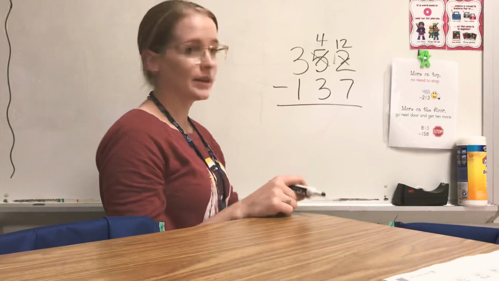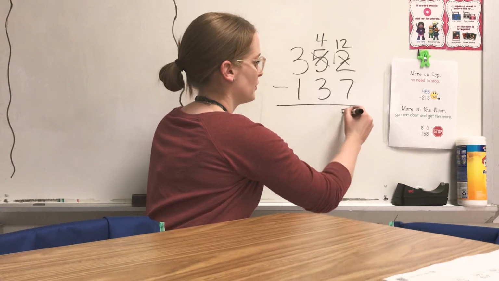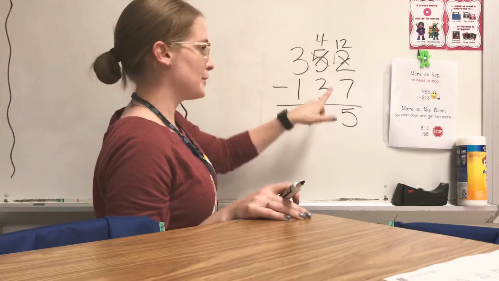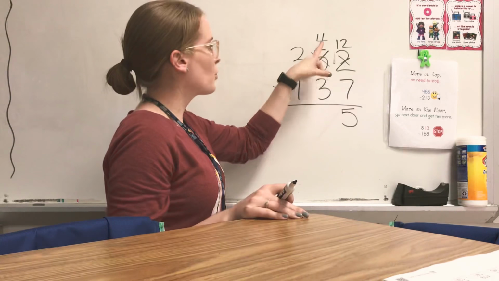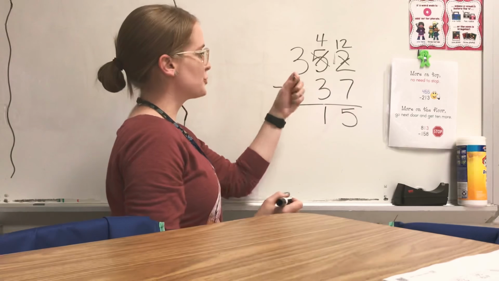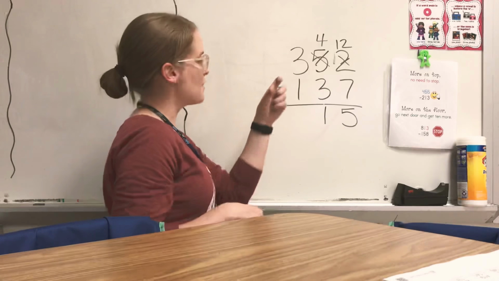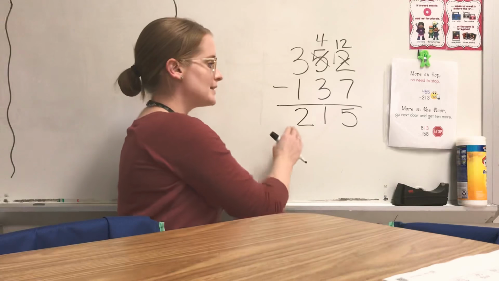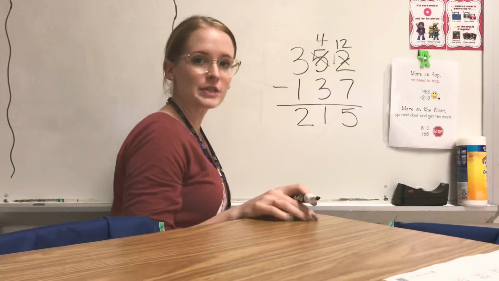12 minus 7 is going to equal 5. Then we go to the tens place, more on top, no need to stop. So 4 tens minus 3 tens would be 1 ten. And then our hundreds, more on top, no need to stop. 3 hundreds minus 100 would be 2 hundreds, for a difference of 215.